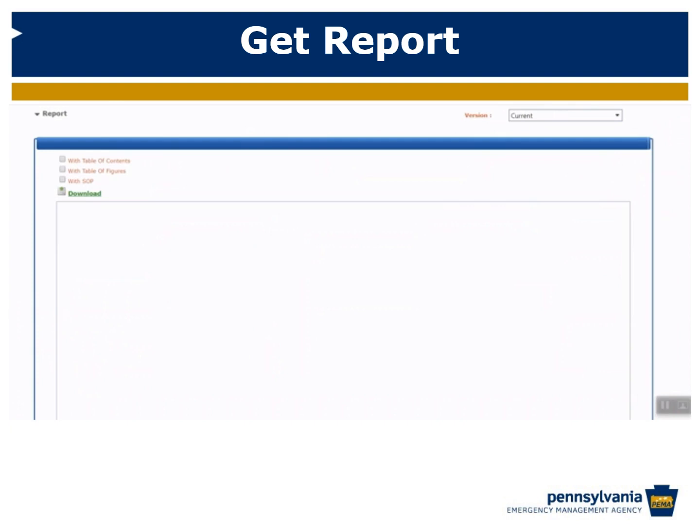Once we click on Get Report, we see up here there's a few choices to make: with table of contents, with table of figures, with SOP, and then download. No matter what we do, we always want to check with table of contents. A lot of times we don't have table of figures or SOP, but we always want table of contents. Like I said previously, this is going to take every section of our plan, crush it into one, and give us a printout.